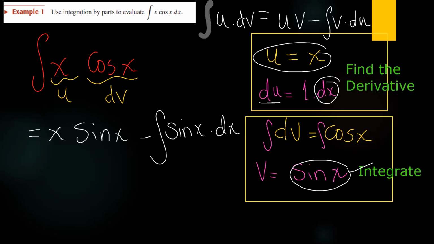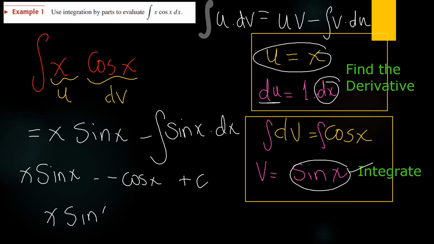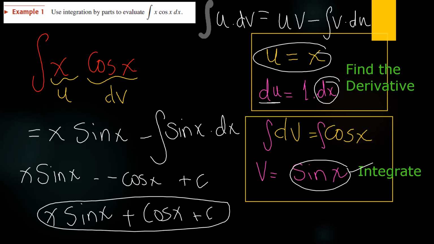I didn't finish here, I will continue. So here we have x sine x, it's already simplified, but minus the integration of sine x. I cannot keep it here as a minus integration of sine. You need to find the integration of sine with respect to dx. The integration of sine is negative cosine plus c. So the answer will be x sine x plus cosine x plus c. This will be the final answer.